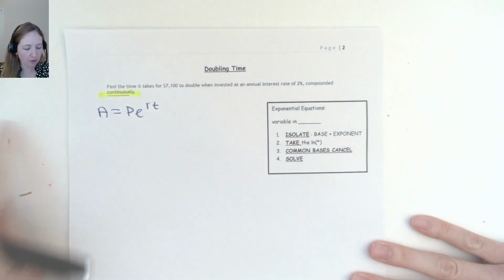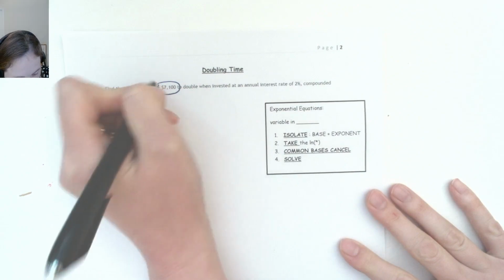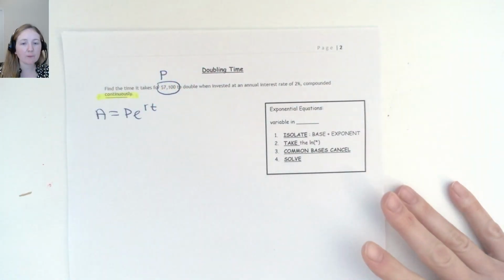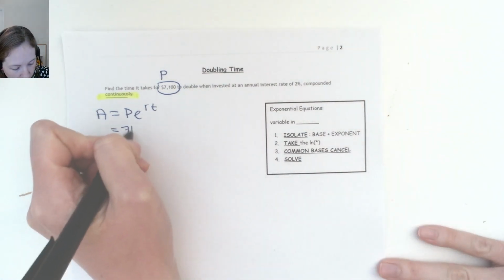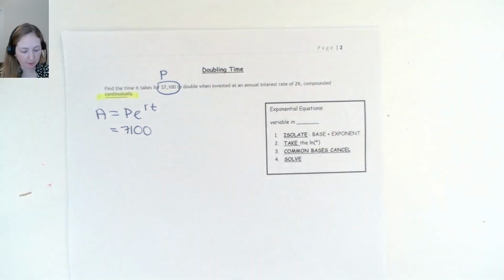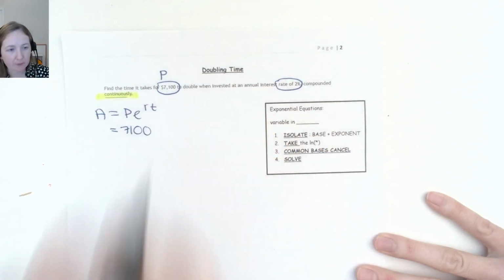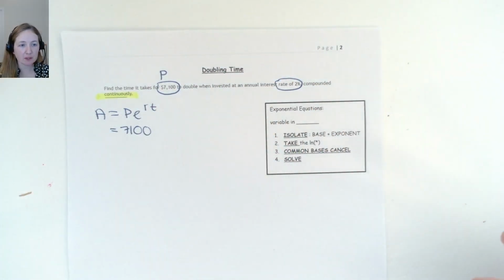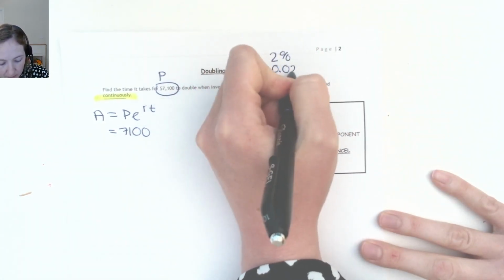All right, so first thing is, what does the $7,100 represent? That 7,100 represents the principal because it does say that it's being invested. So that's your beginning amount. We'll plug in the 7,100 for the principal. The other number we have here is the interest rate of 2%. Remember, interest rate always needs to be converted into a decimal. So R is not going to be 2%. The R is going to be 0.02.